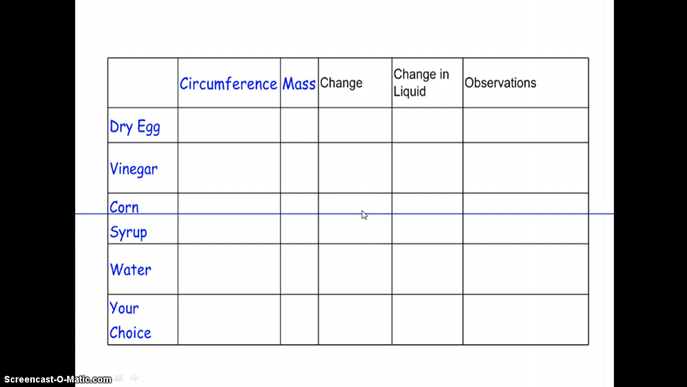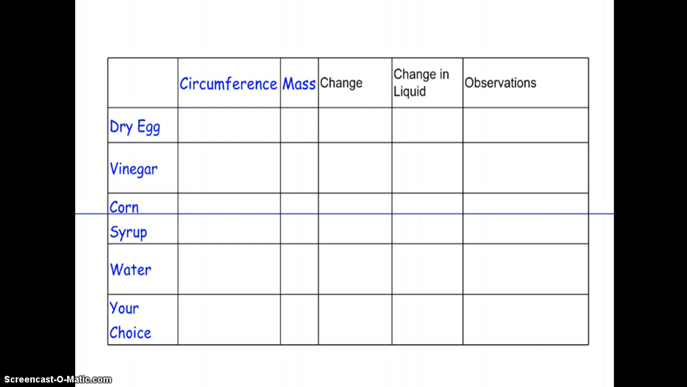You need to find the change in the liquid. Is it more or less before you dump it out? And then this is a little different from your sheet, but you were also to determine by what happens to the egg, is corn syrup a hypertonic or hypotonic or isotonic solution? So make sure that you write that down also.